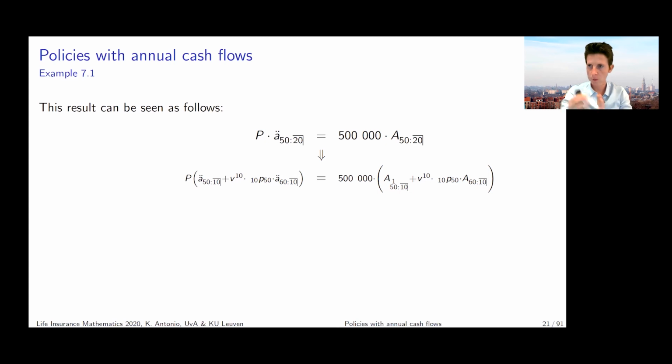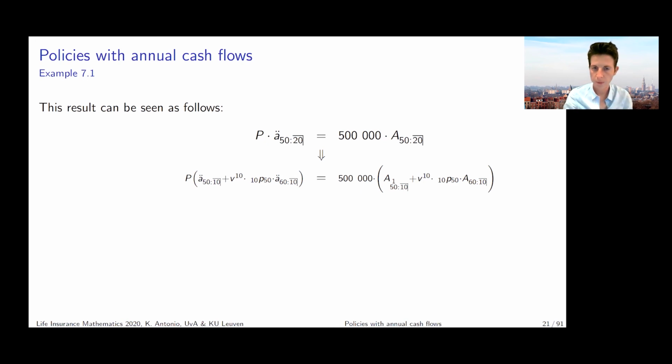The EPV of the premiums is equal to the EPV of the sum insured, right? That's what we started from. And now, in order to understand what is going on at time 10, what I'm going to do is use, on both sides of my equation, this so-called splitting identity.